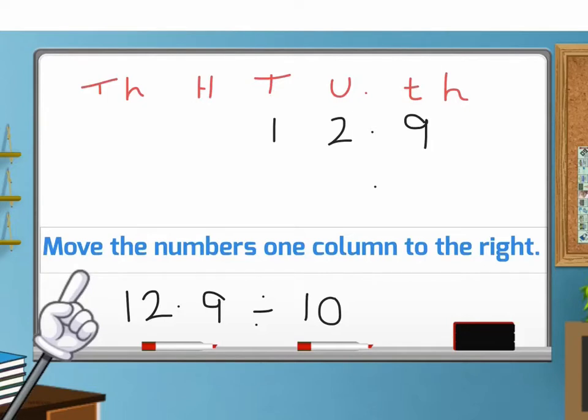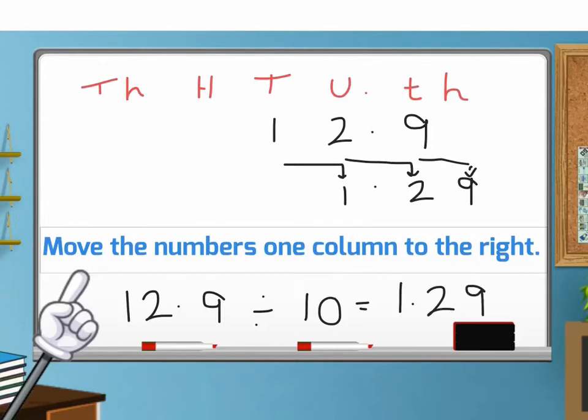So it's getting smaller. The 9 in the tenths goes to the hundredths. The 2 in the units goes to the tenths. The 1 in the tens goes to the units. And that gives me an answer of, when 12.9 is divided by 10, 1.29. Well done.